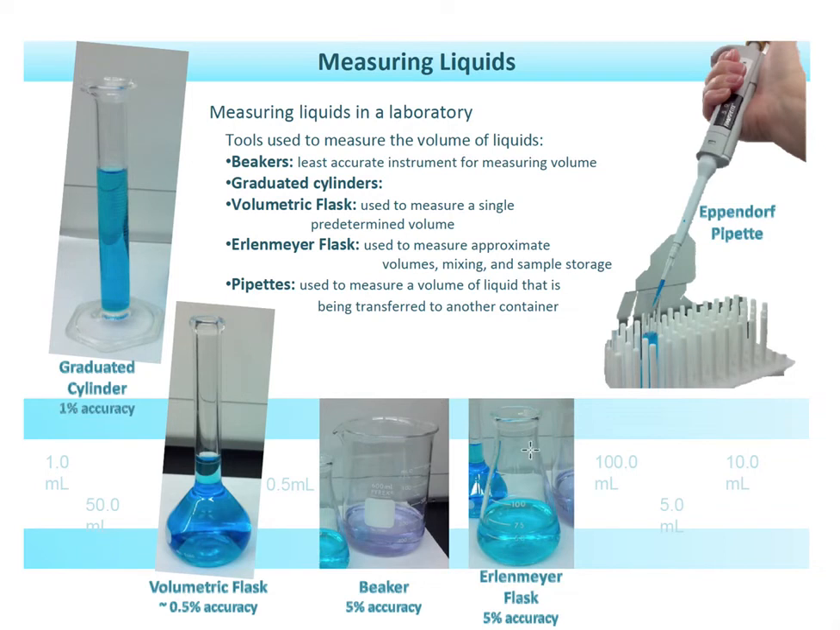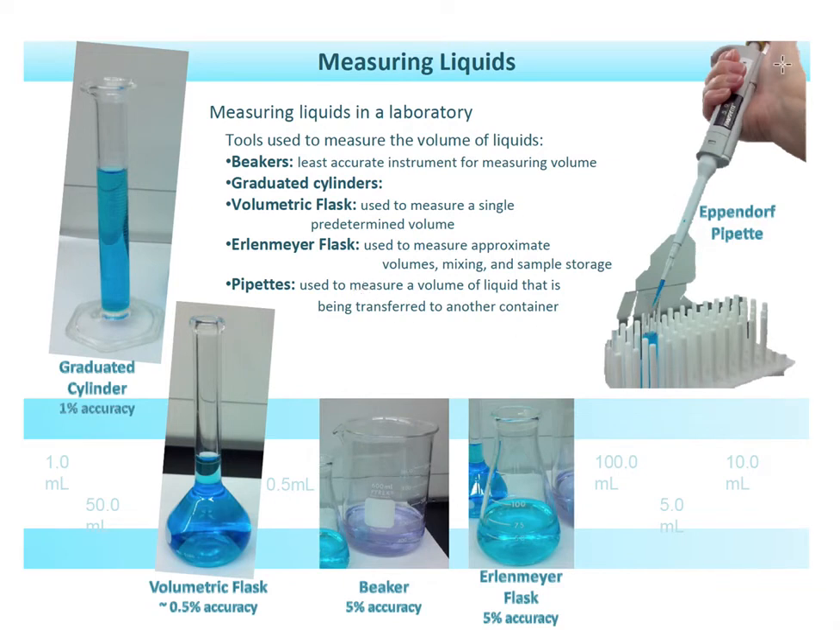Erlenmeyer flasks, which look like this, narrow at the top, chemists like to use because they can swirl them and they tend not to splash. Or they can heat them and there's less vapor being released because it's narrow at the top. But they are not good for measuring, same as the beaker. Pipettes are the best for measuring.